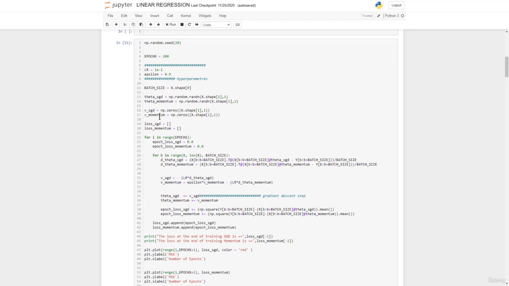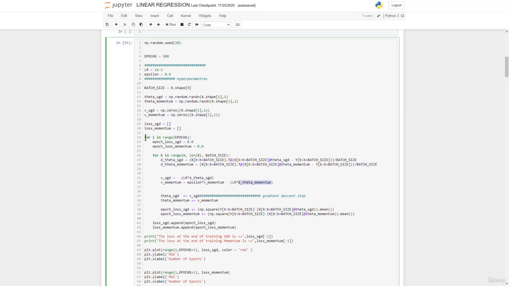It should be noted that for V SGD, what we're considering V to be is negative the learning rate times the partial derivative of L with respect to theta, as we saw here. So it's kind of the same as the gradient descent algorithm. Whereas for V momentum, that's what we initialize here, we have epsilon times V, as we saw in the slides, minus this. Here we have theta SGD, and here we have theta momentum. So we have different values for theta, whether it is SGD or momentum.